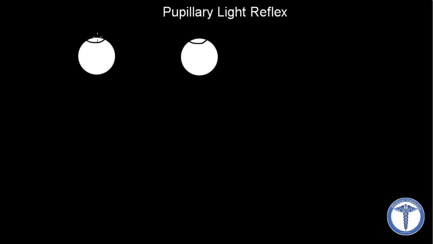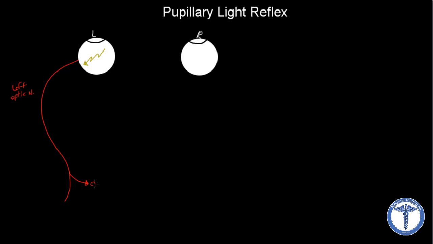So let's say that this is the patient's left eye and this is the patient's right eye. And we're going to flash light into the patient's left eye. Now this light is going to activate and stimulate the retina. And then the retina is going to send signals through cranial nerve 2, which is the optic nerve, and in this case it's the left optic nerve. So the signals are going to travel through the left optic nerve and go into the midbrain.